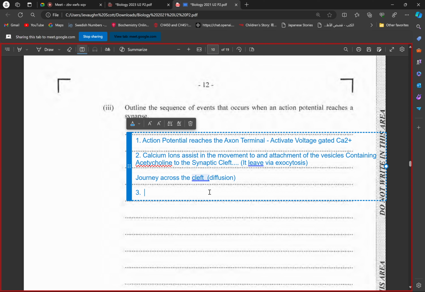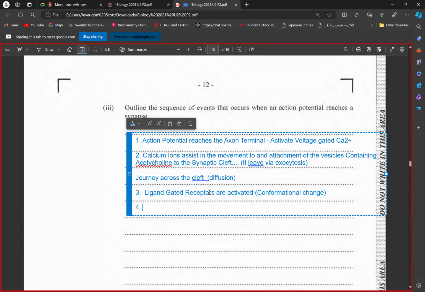The acetylcholine binds with the ligand gated channel receptors and activates them to alter their shape to allow sodium ions to move into the postsynaptic cytoplasm. And from there, we have depolarization of the postsynaptic membrane occurring, and that sets off another potential, which continues the transmission of the signal.